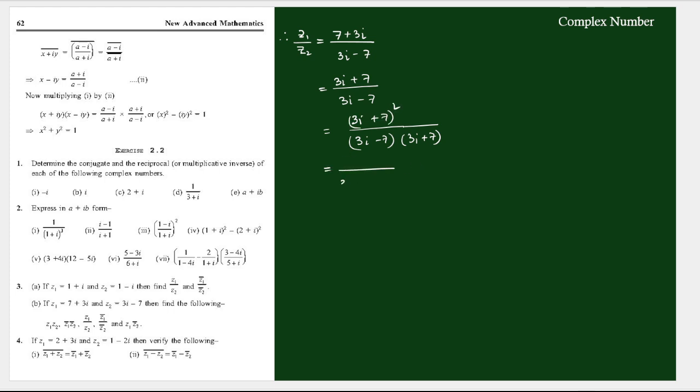So here we get (3i) square minus 7 square. This is (a plus b) whole square: 2 into 3i into 7, plus 7 square. So this will be how much? 9 minus 1, 49. This is same, 3i square is 9 minus 1, plus 6, not 6, it will be 42. 3 2s are 6, 6 7s are 42i, plus 49.